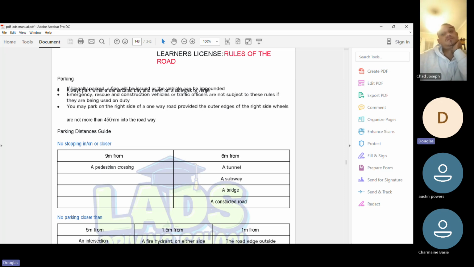on the right side of a one-way road, provided the outer edge of the right side wheels are not more than 450 millimeters into the roadway. So basically, to make this simple, if you are half a meter away from the verge of the road, where the road ends, you are safe. You are allowed to park there. But if you are less than half a meter, you're going to be given a ticket. You're too close to the road.